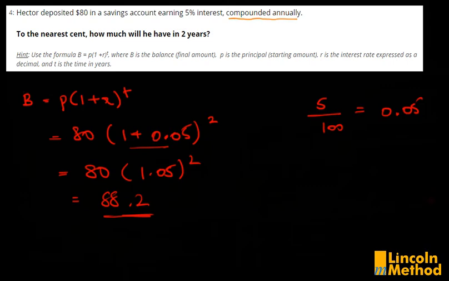But this is not the final answer, because the question is asking us to give the answer to the nearest cent. This is not to the nearest cent. So if I round it off, what we get is $88.20. And this is our final answer.